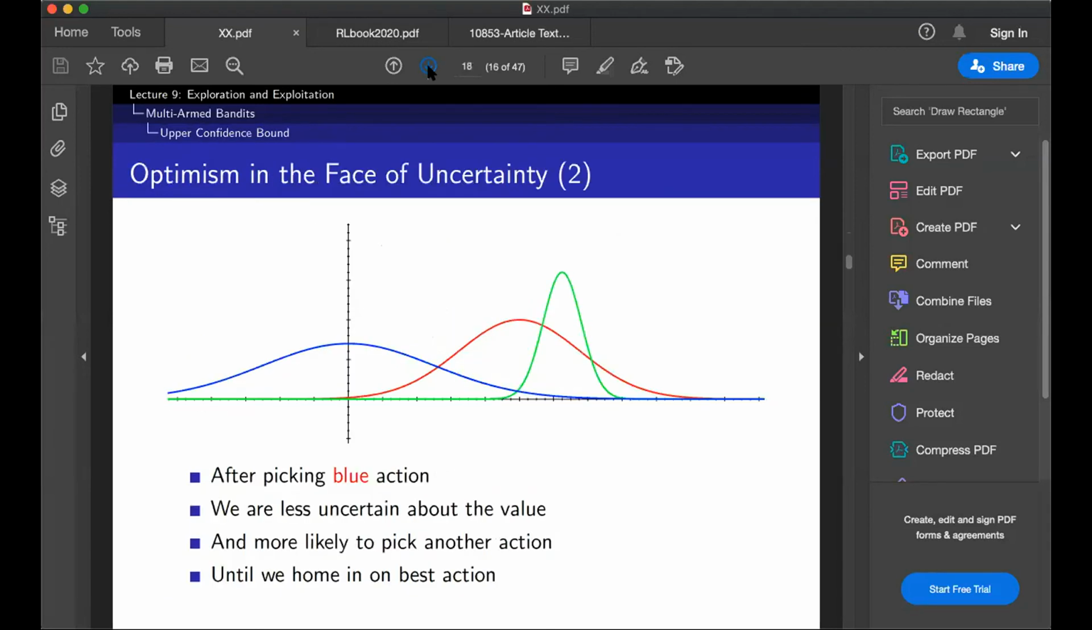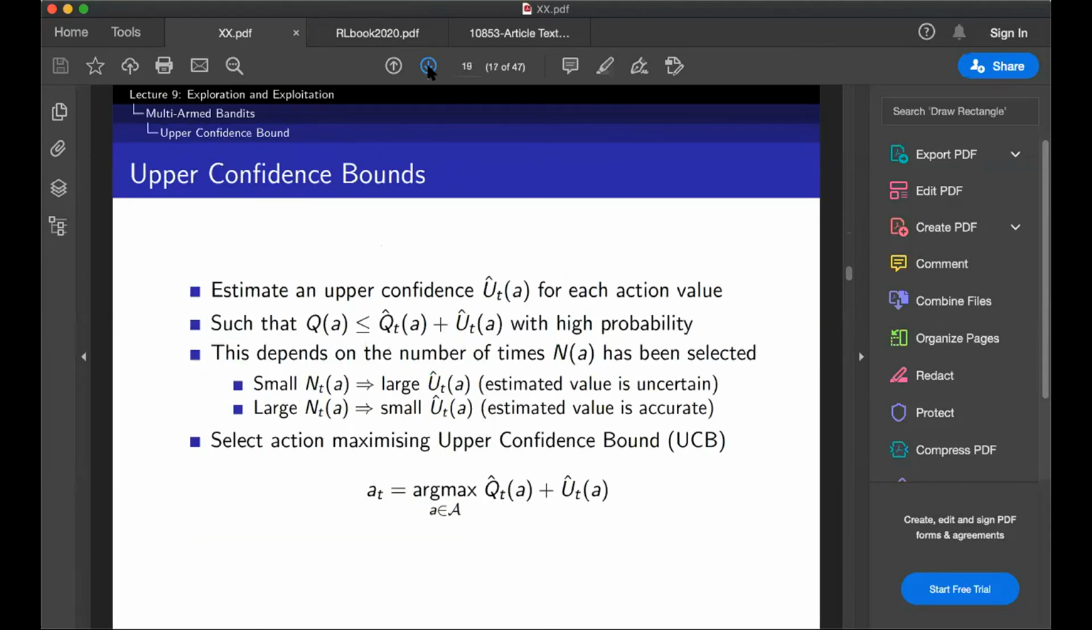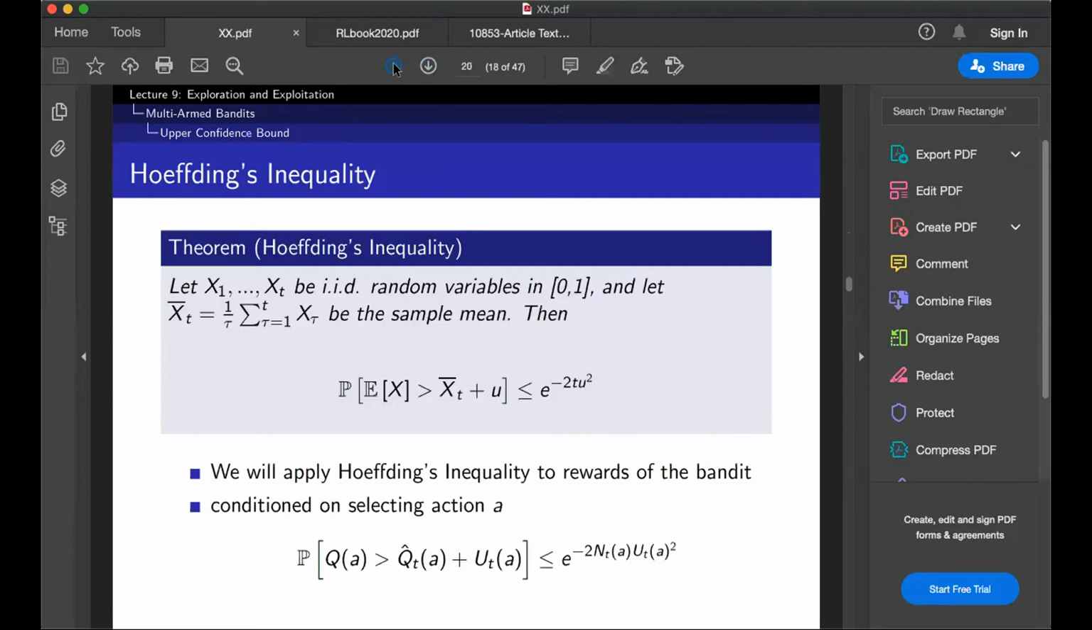Sorry, it's like whether I use my up arrow, down arrow, or my mouse. Yeah, so this is the slide I wanted to get to.